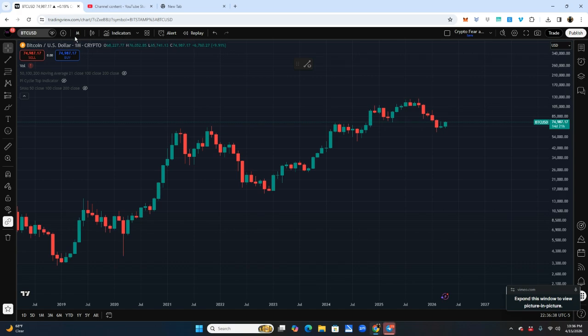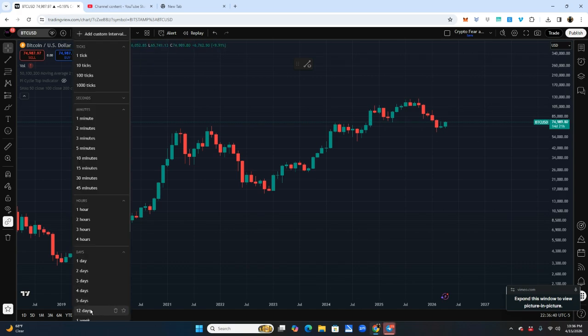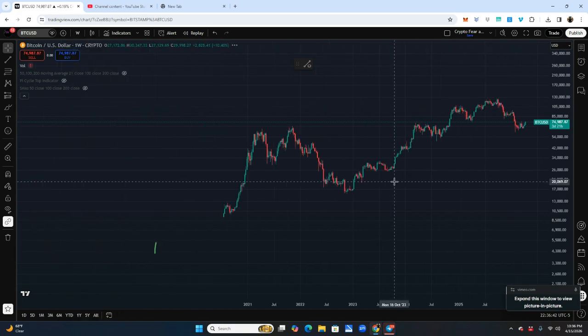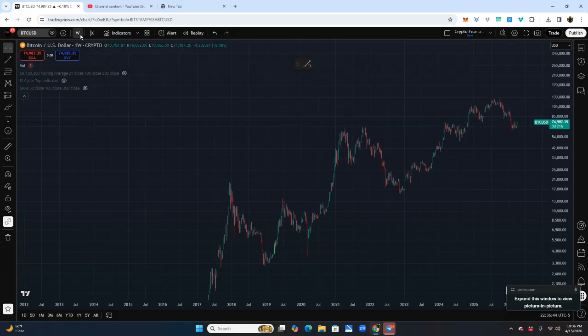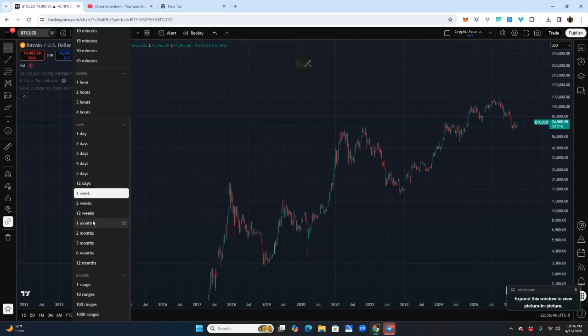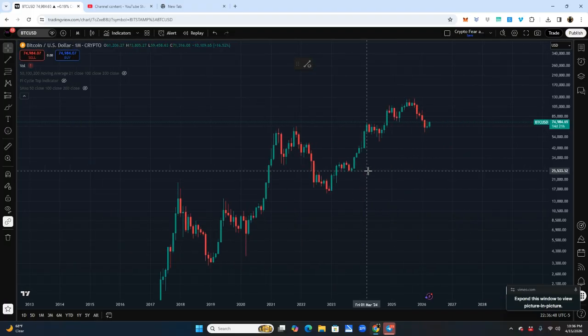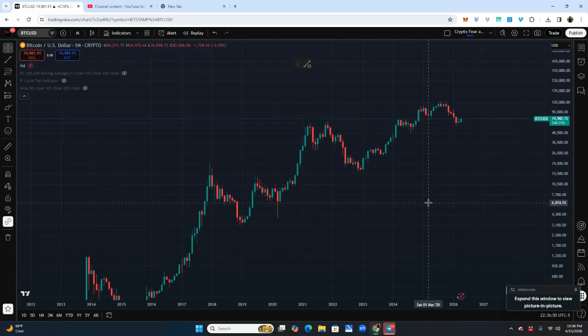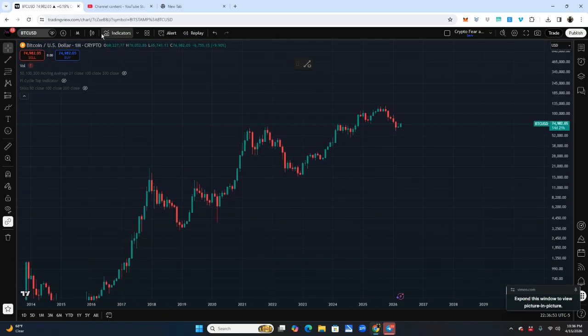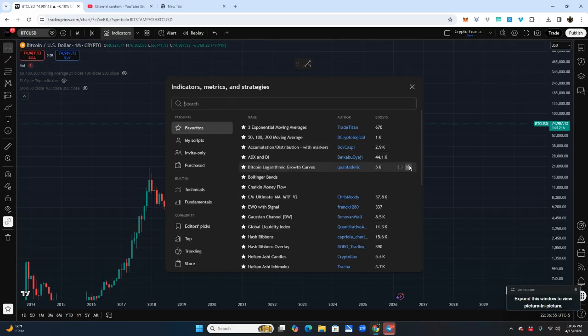So let's throw that on there. The candles will look different, right? If I put it on a monthly or weekly, it looks completely different. You got to zoom out, right? But we're going to go to the monthly first. Okay, and this is Bitcoin, right? Let's throw on a stochastic RSI.